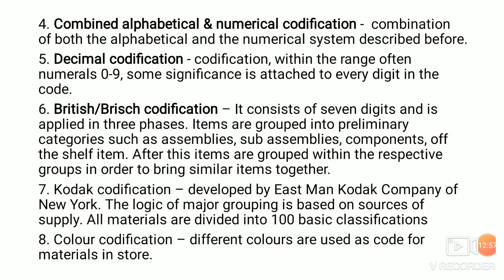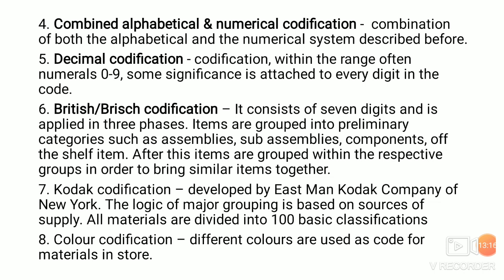Next we are going to see the combined alphabetical and numerical codifications. It is a combination of the alphabetical and numerical systems as described. The next we are going to see is the decimal codifications. Here the digits 0 to 9 are used, with a significance attached to every digit of the code.